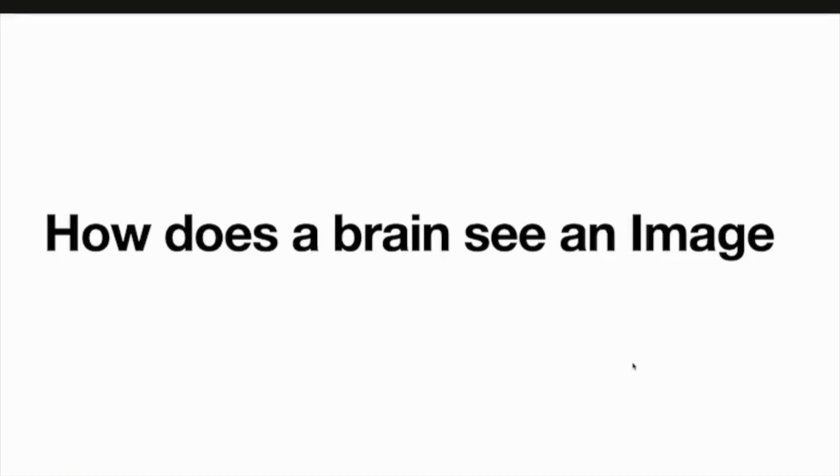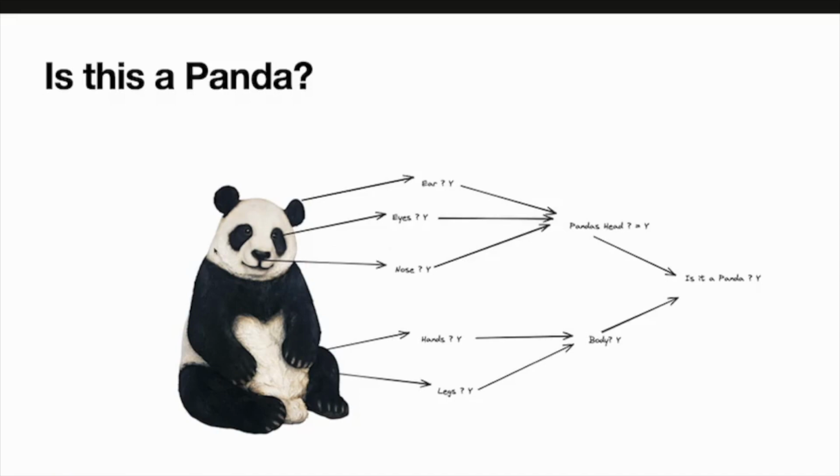In this video, let's see how our brain sees an image. If I were to show you this image and ask you if this is a panda or not, what would be your answer? It can be a panda for people who are looking at this for the first time. It may not be a panda, it might be an unknown animal, but since we are trained on this image, how does our brain perceive this?